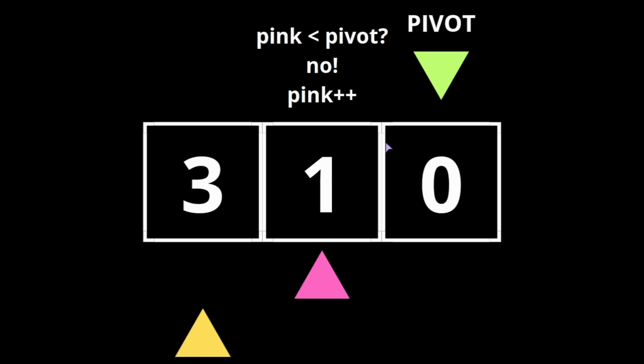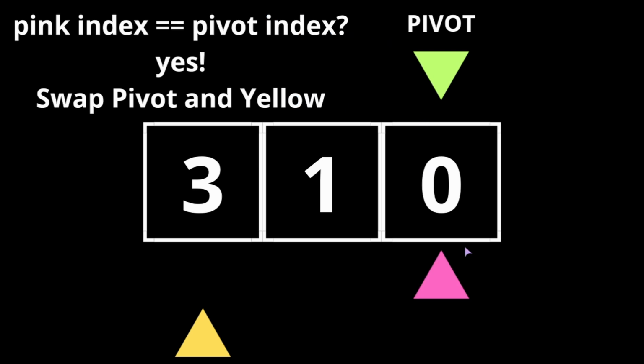Is 1 less than 0? No, so we just increment the pink pointer. And we have reached the point where the pink pointer is pointing to the same index as the pivot. We just swap the pivot with the yellow pointer.